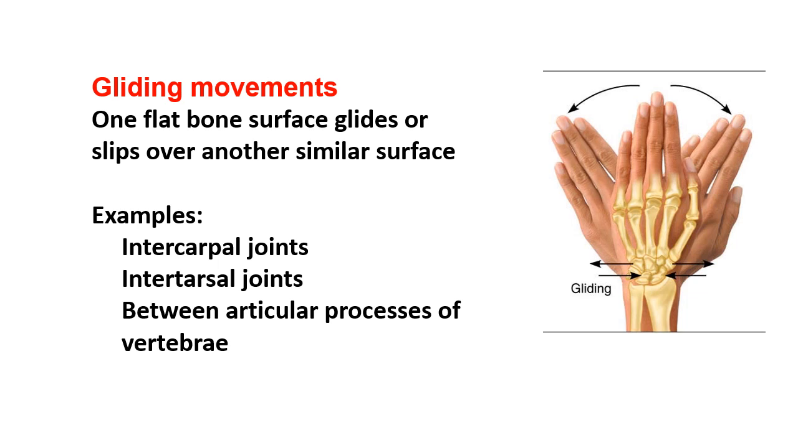Gliding movement. One flat bone surface glides over another flat bone surface. So this is going to be intercarpal joints, intertarsal. Here are your hands, and those are your feet joints, and some articulation at your vertebrae, right? So here you have gliding movement. You're just sliding the bones on top of each other.